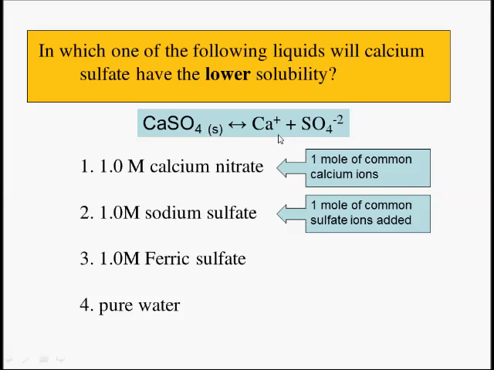Since this has 1 mole of additional product and the other one has 1 mole of additional product, I would definitely expect less calcium sulfate to dissolve in both of these than I would expect to dissolve in just plain water. However, I would expect the same amount of calcium sulfate to dissolve in both number 1 and number 2 because they both have that 1 mole of extra product added to them. But let's look at number 3.